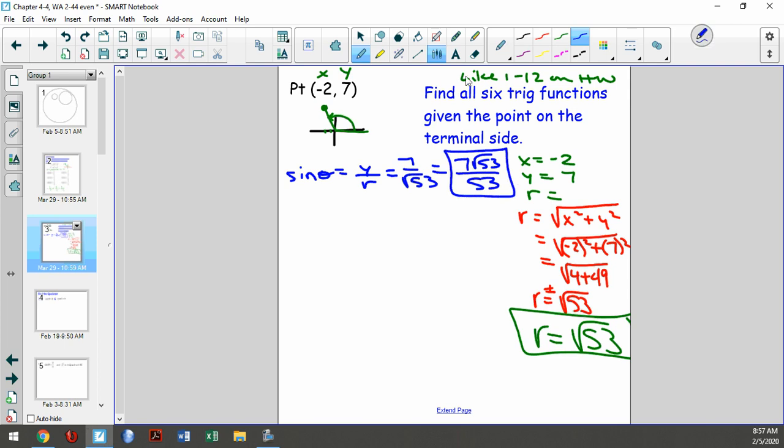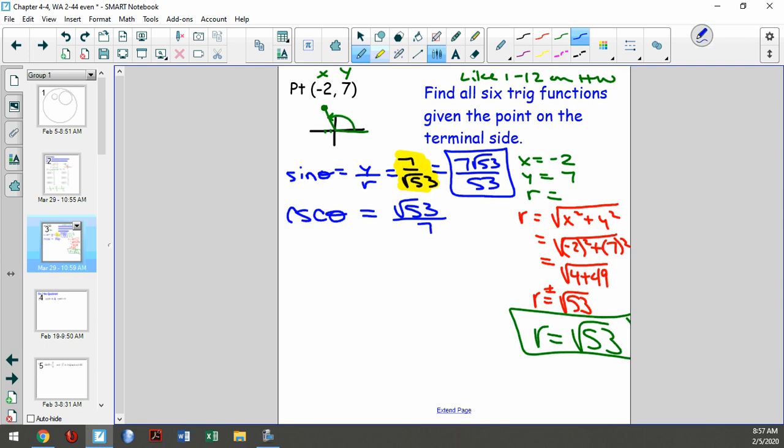If I know the sine, what immediately do I know? Well, the reciprocal of sine is going to be what trig function? Cosecant. So I'm going to take the non-rationalized, and I'm going to simply flip it. So that's the square root of 53 over 7. Do we all understand that?